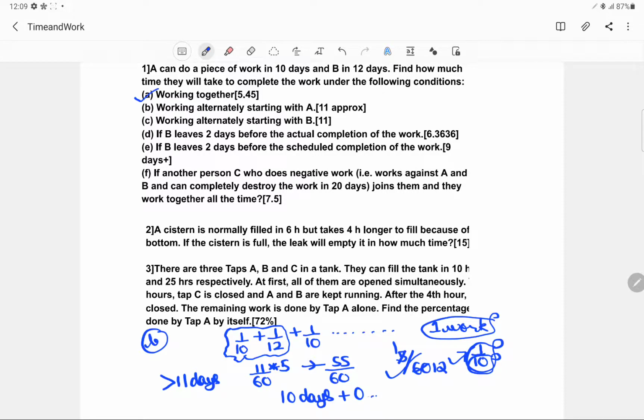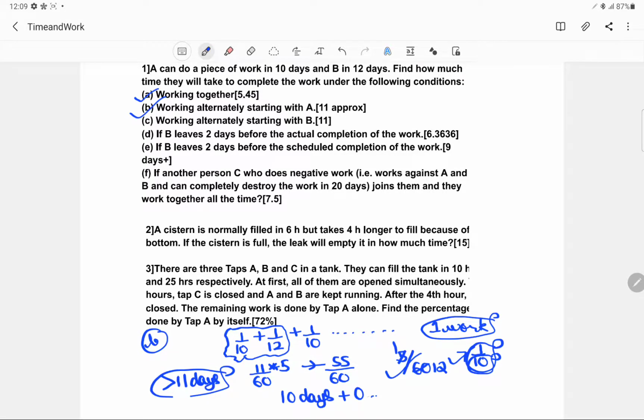You can find the exact value. If 1 by 10 work he is doing in 1 day, so one work he will do in 10 days. So 1 by 12 work he will do in this number of days. Okay, so you can calculate that, and that would come out to be less than 1 day. So the answer would be less than 11 days.